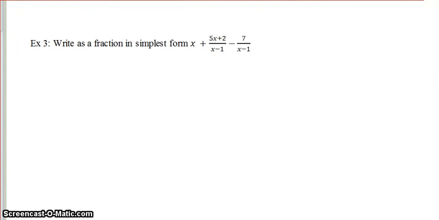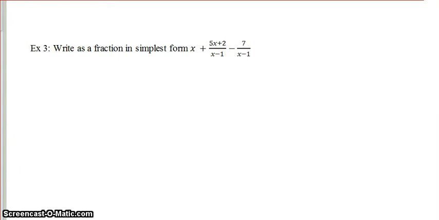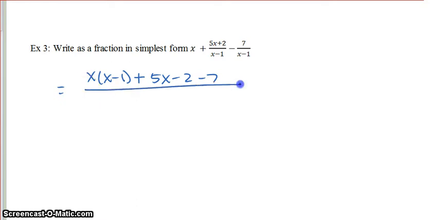Write as a fraction in simplest form. Okay, everything has the x minus 1 at the bottom, but this one doesn't, and all we're going to do is do what we've been doing before. It doesn't matter that there's a 3. We're going to, again, multiply the x times the x minus 1. So we have x times x minus 1. Make sure that's in parentheses. Plus 5x minus 2, and then it's going to be subtracting 7. And then it's all going to be over x minus 1.